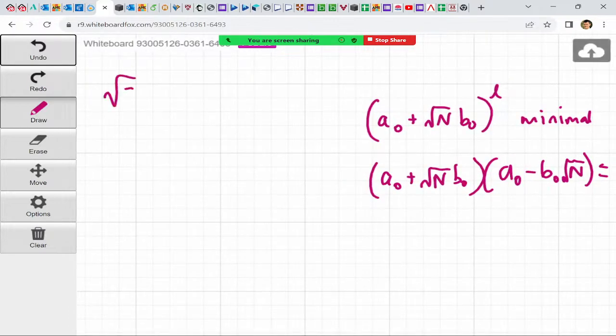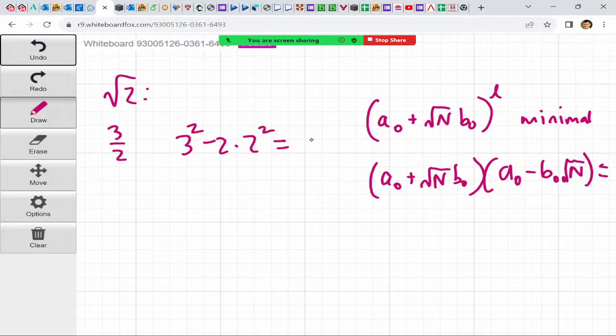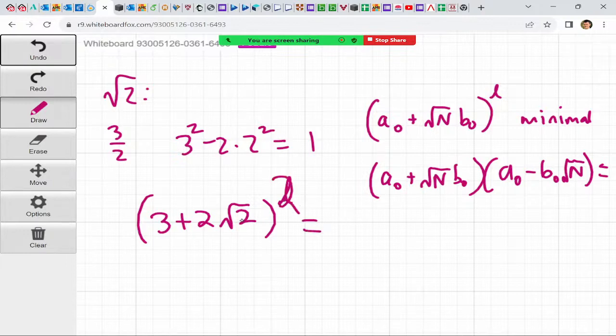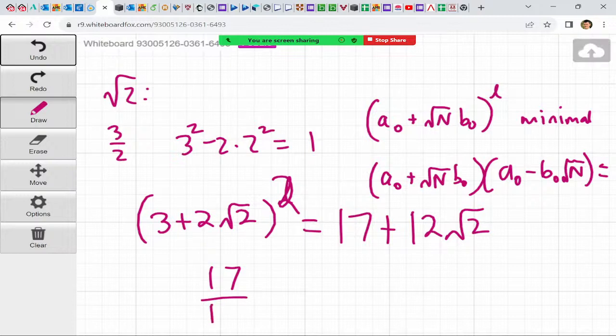So if you do root 2, the smallest solution is 3 over 2, so 3 squared minus 2 times 2 squared equals 1. So the minimum solution is 3 plus 2 root 2. And if you take the powers, you should get all the solutions. What does it mean to take the powers? For example, if you square it, you get 17 plus 12 root 2. And the other solution, remember, was 17 over 12.